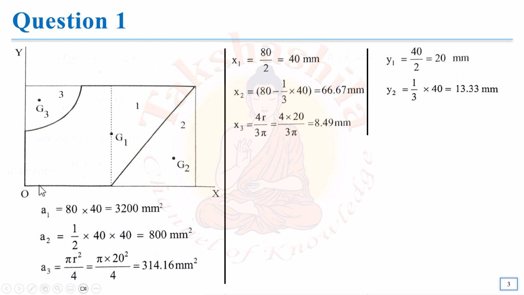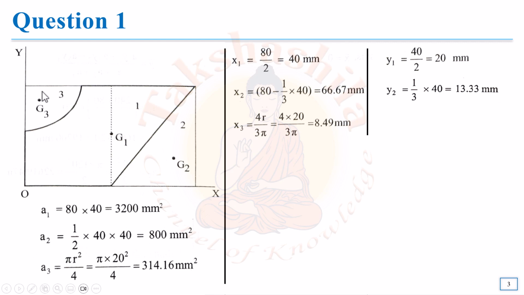So what we can do is, either we can subtract 4r by 3 pi from the total distance. I know that the total height is 40 units. Either I can take it as 40 minus 4r by 3 pi, or I can add this length plus the remaining length. I know this is 4r by 3 pi and this total length is r. Therefore, r minus 4r by 3 pi will give me the remaining length. That value plus this height will give me the value of y3. So it will be easy to subtract 4r by 3 pi from the total height.